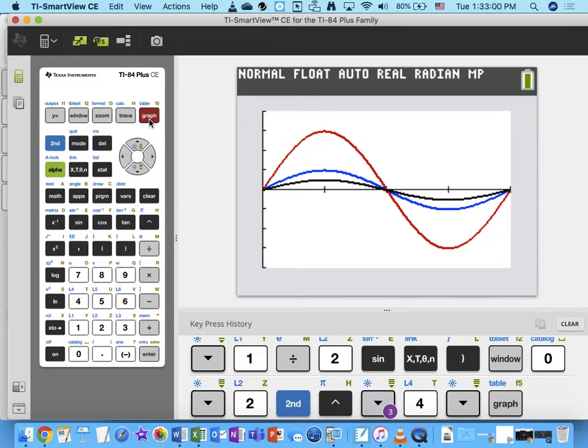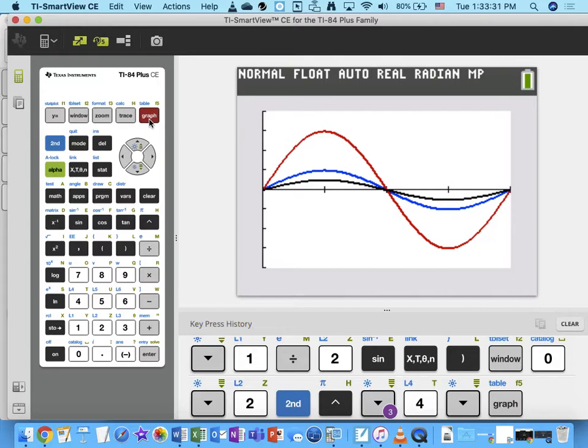Yes, the period's the same. They all do one cycle in 2 pi. Okay, so the period doesn't change. Is anything else the same? Yeah, the midline's the same. The middle of the graph is always the x-axis. All right, so what changes here?